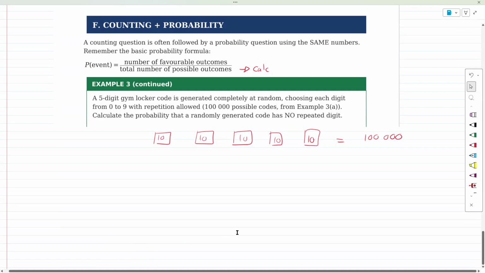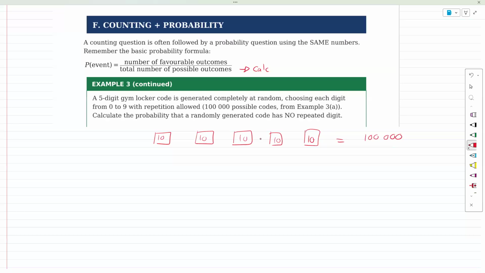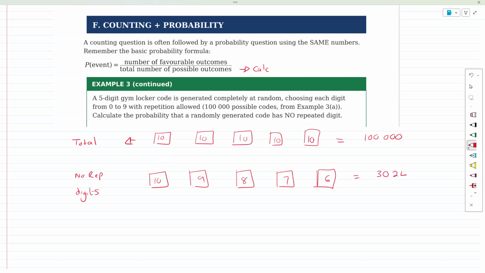Okay, so now they mean no repeated digits. How do we get no repeated digits? This is the total. If there are no repeated digits, we have to think about it a little differently. I created this question straight from the other one as well. This is going to be 10, 9, 8, 7, 6, and that equals 30,240.